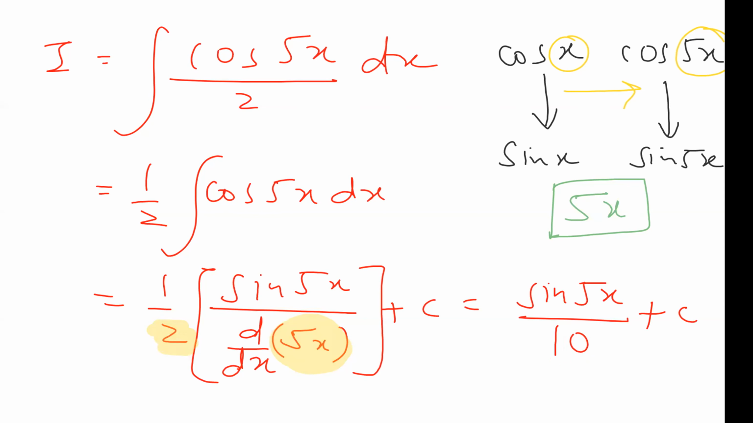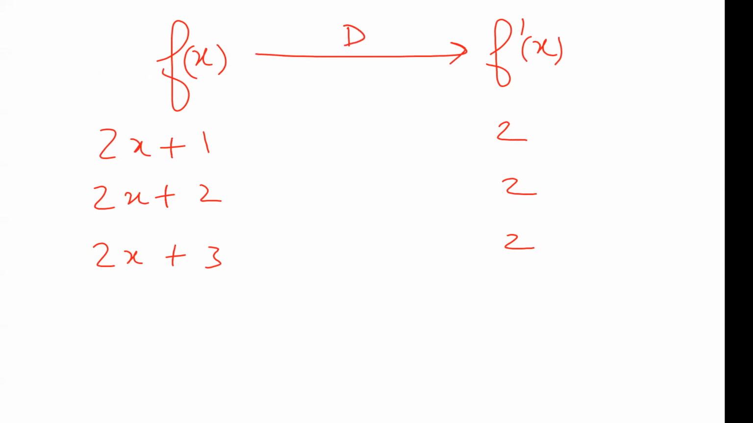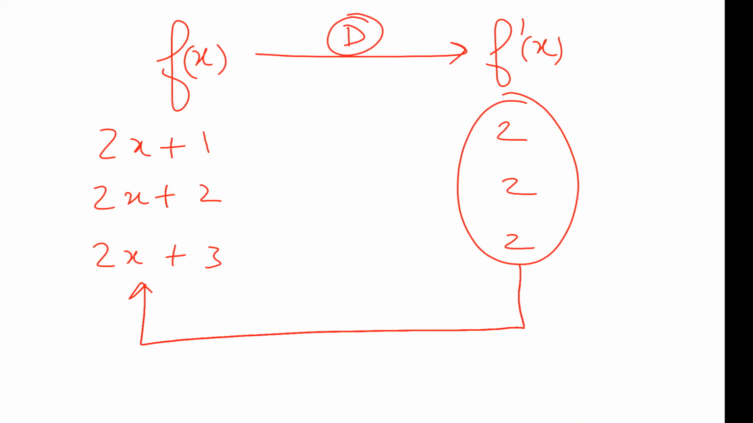Let us proceed. What is the derivative of 2x plus 1? If this is f of x, f dash x is the derivative part. The derivative of 2x plus 1 is 2. What is the derivative of 2x plus 2? It is again 2. For 2x plus 3, the derivative is 2. So from here to here, the derivative I've taken is the same, 2. But then from 2, I want to get back over here, so I will have to integrate.